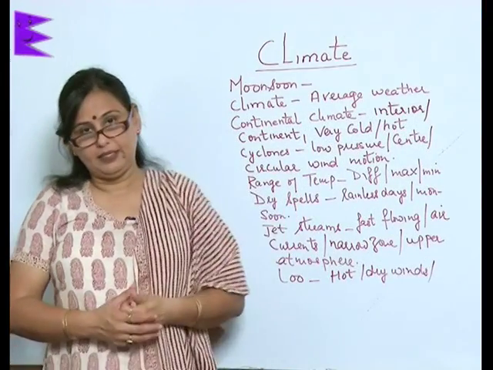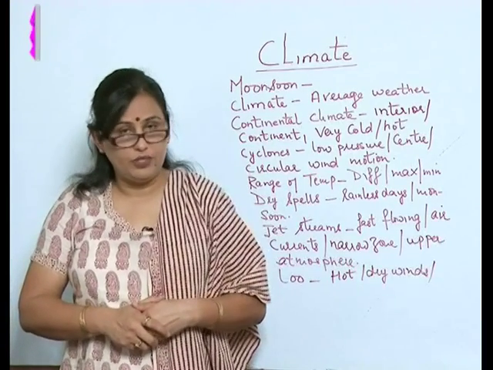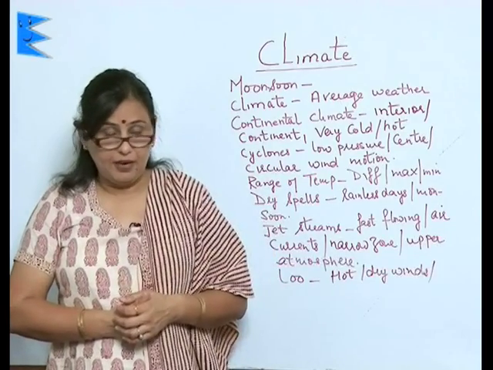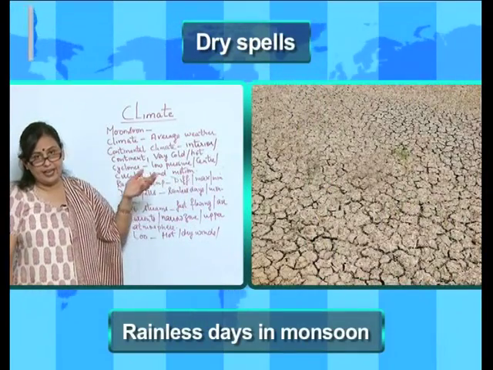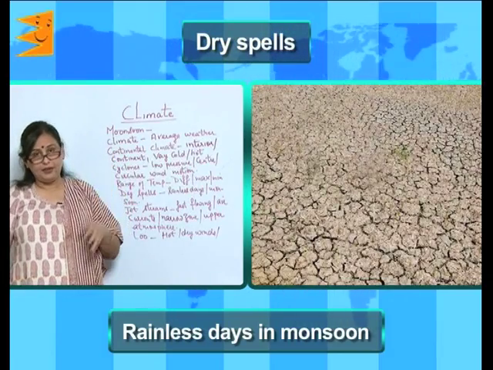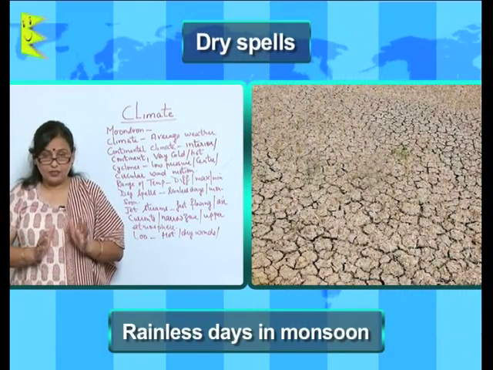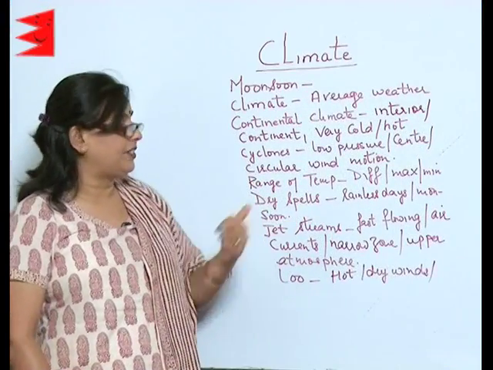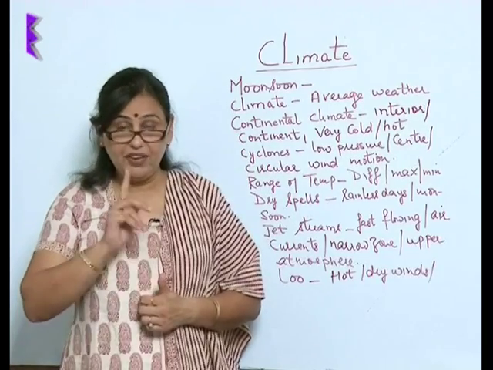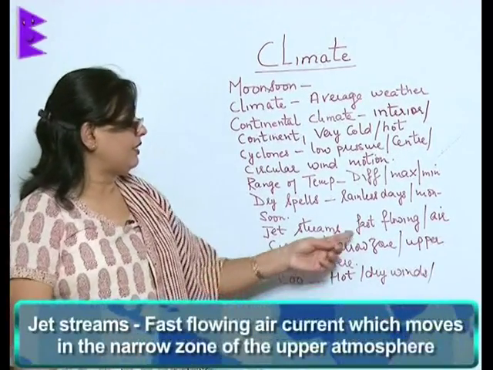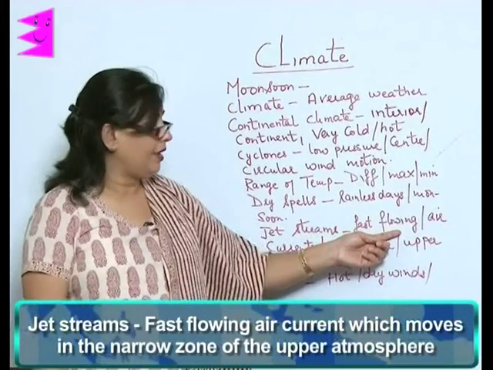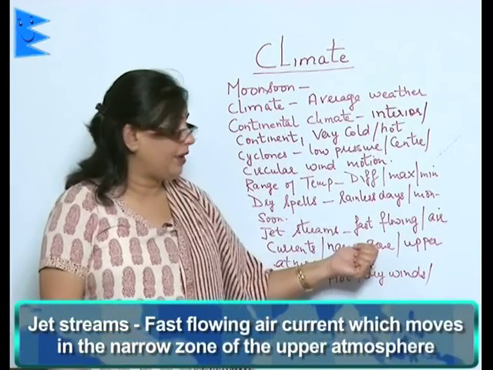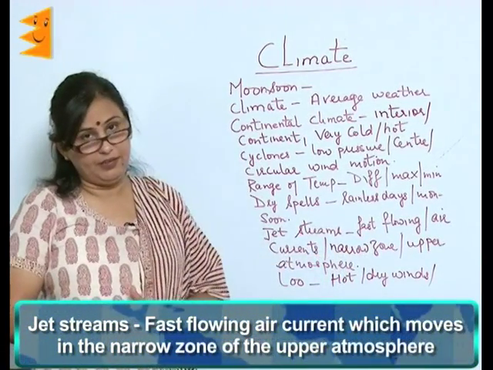Next, dry spells. Now, when comes the monsoon season, you all are expecting a lot of rains, but when there are rainless days together, that is the time that it is called the dry spells. Next is the jet streams, a very important term. Jet stream is actually a fast flowing air current which moves in the narrow zone of the upper atmosphere.